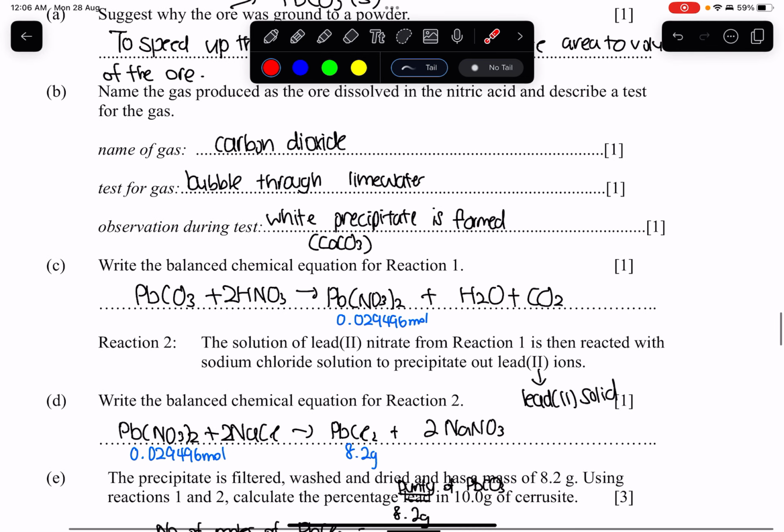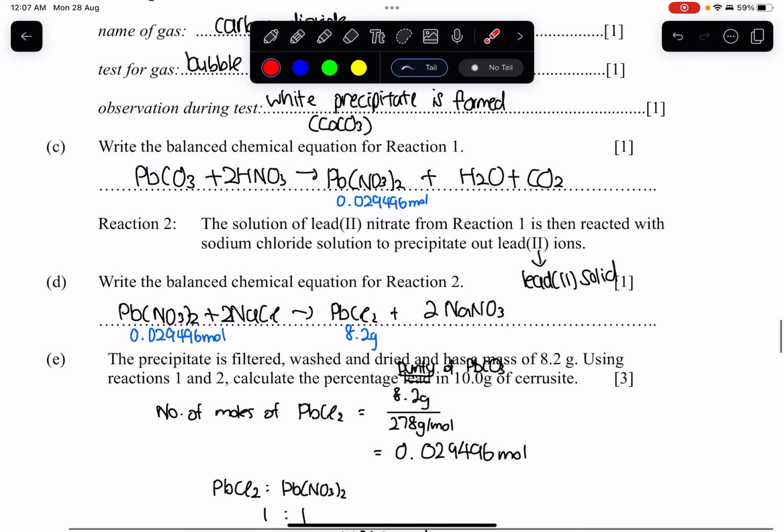Next, observation during the test: a white precipitate is formed. This is from your notes and slides. Do not write any other observation. Your "lime water turns chalky" was what you used in lower sec. We do not accept that at upper sec or at O levels. Some of you wrote "effervescence is produced". No, effervescence is actually when carbon dioxide is produced in water, that's why you see the effervescence. So do not write effervescence for this lime water test.